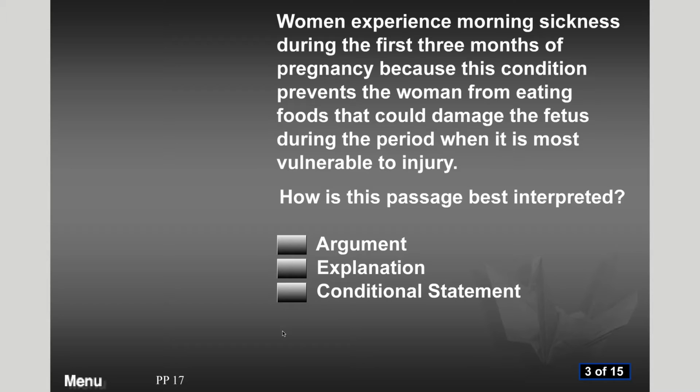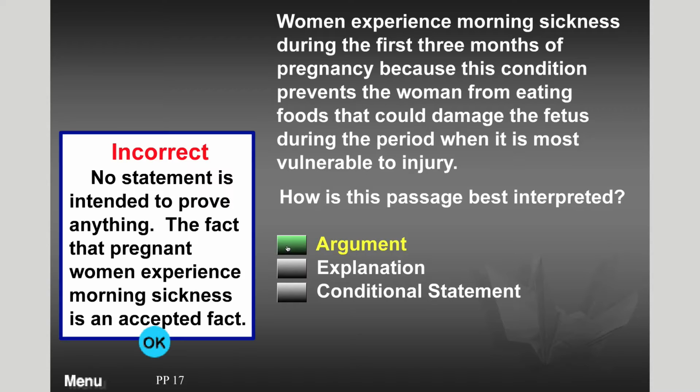Women experience morning sickness during the first 3 months of pregnancy because, we have an indicator word, this condition prevents the woman from eating foods that could damage the fetus during the period when it is most vulnerable to injury. How is this passage best interpreted? Is it an argument? Is it an explanation? Is it a conditional statement? Well, it's not a conditional statement because we don't have an if-then there.